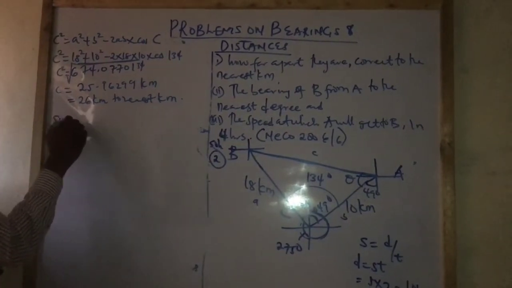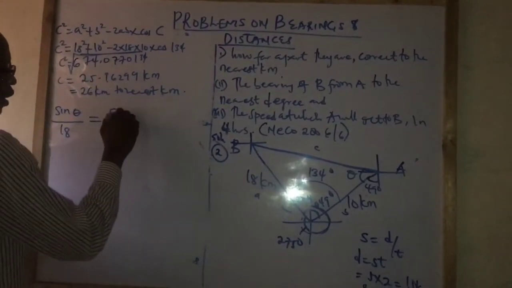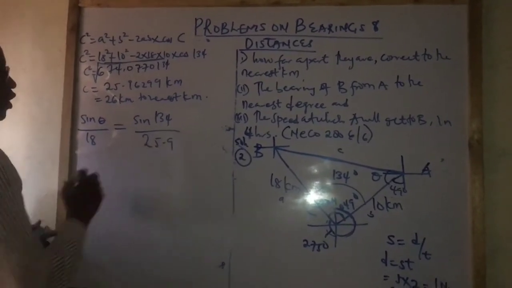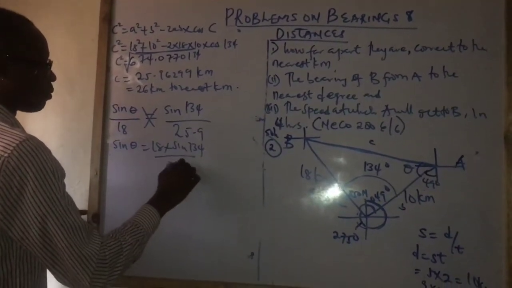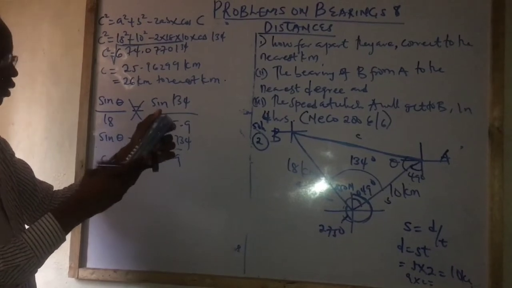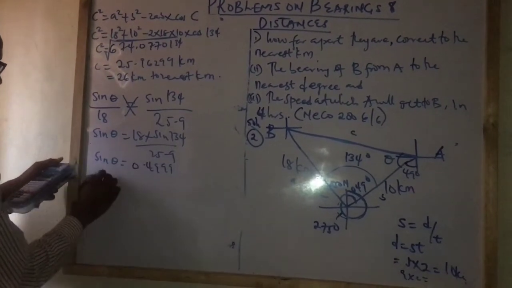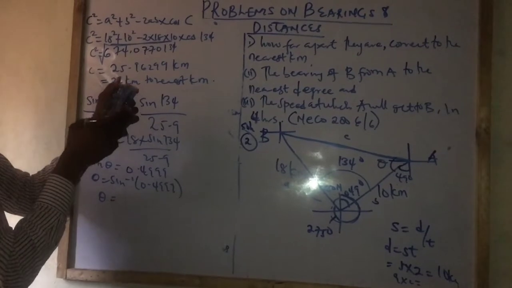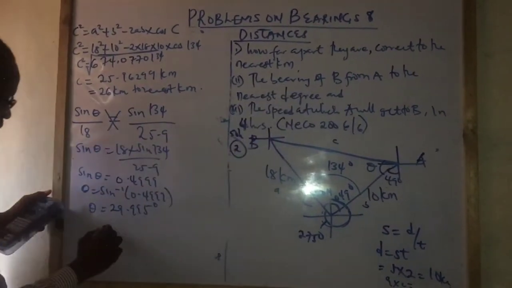So we just simply say sine theta over the distance opposite theta, which is simply 18, equals sine of this angle, which is 134, over the distance of what you have, which is, let's use 25.9. So cross multiply, that will be sine theta equals 18 times sine 134 divided by 25.9, and that gives us 0.4999. So theta equals sine inverse of 0.4999. So theta equals 29.995 degrees, to the nearest degree. That simply means 30 degrees.